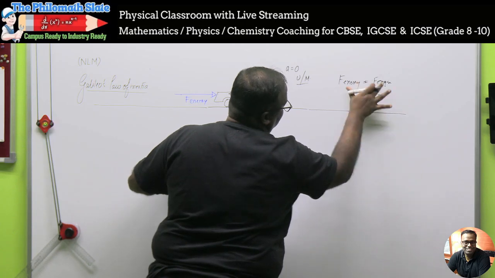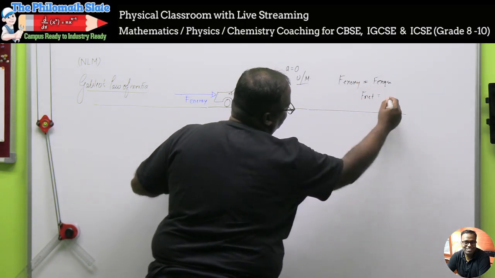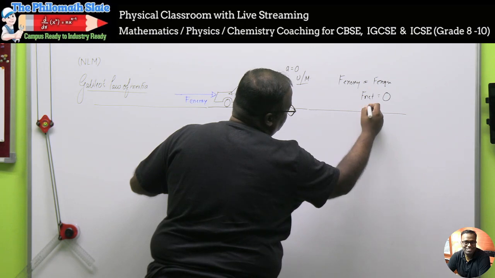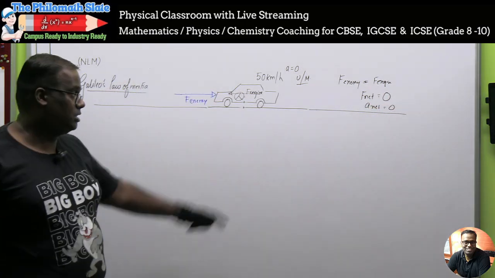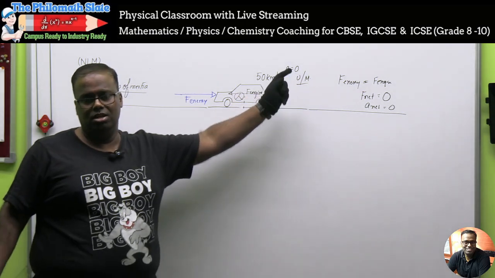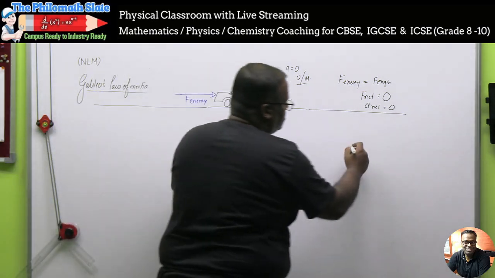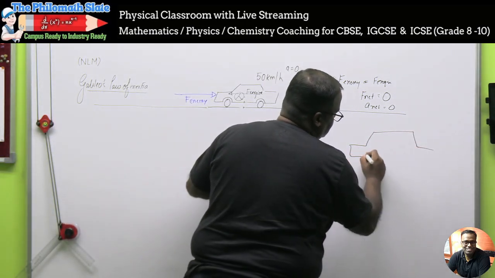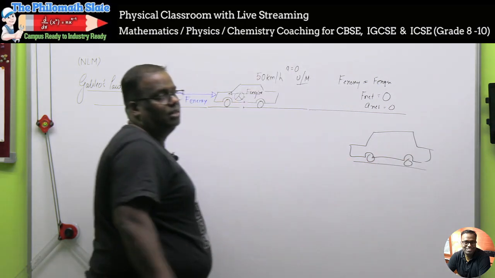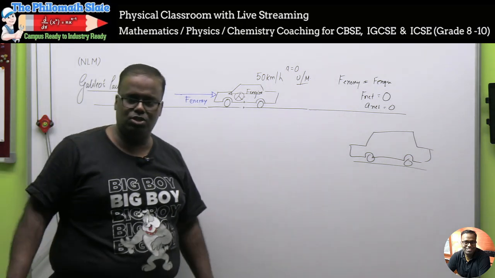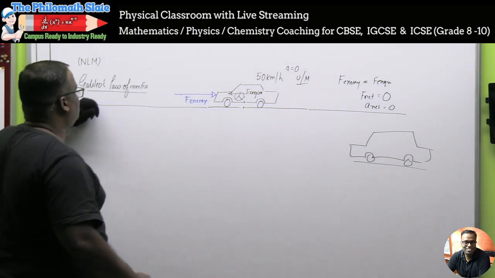Tell me Dhruv, how much will F net be? If these two are equal, then F net is 0. If F net is 0, then the net acceleration acting on the car is 0. Net acceleration means if I take this car separately out, there is no net force acting on the car and there is no net acceleration. Is this much understood? Let's now make our journey a little bit more interesting.